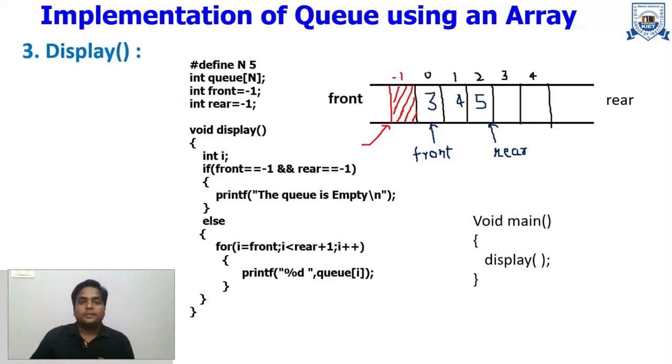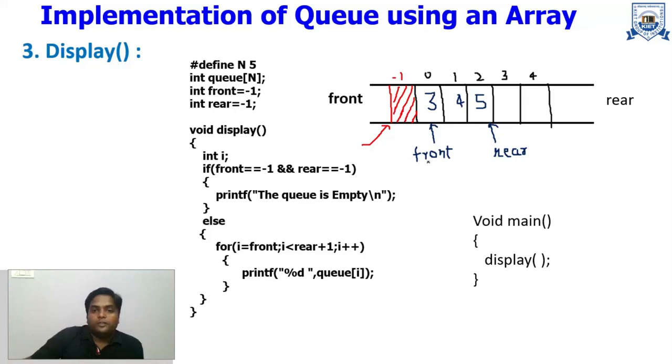The next one is the display operation. Now we want to display all the elements of the queue. How can we display the elements of a queue? Suppose again we have 3 elements available in a queue. Front is pointing to this location and rear is pointing to this particular memory location. Now we want to display these elements of the queue.